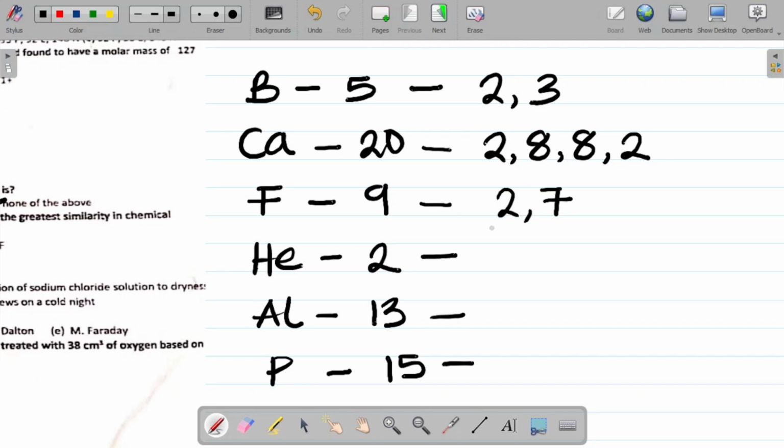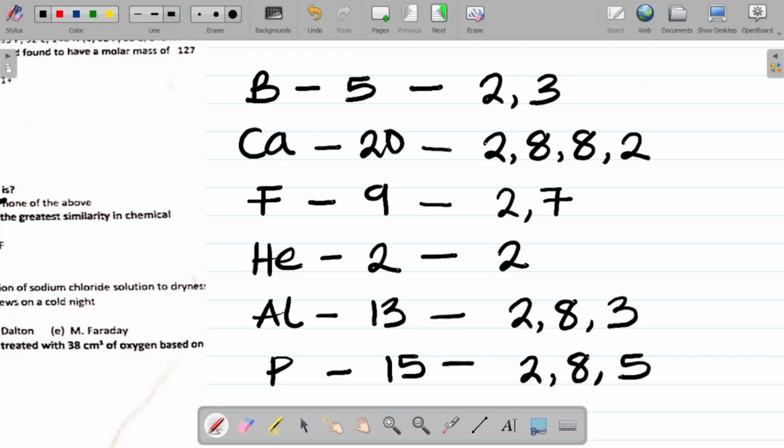For helium, I would have 2. For aluminium, I will have 2, 8, 3. For phosphorus, I would have 2, 8, 5. Alright, so for this now, we'll look at those elements that have the same valence electrons.